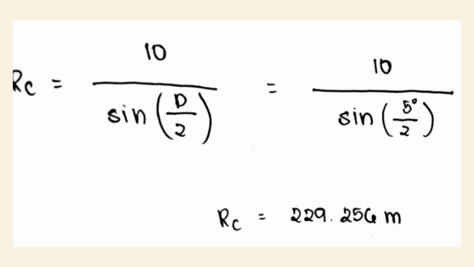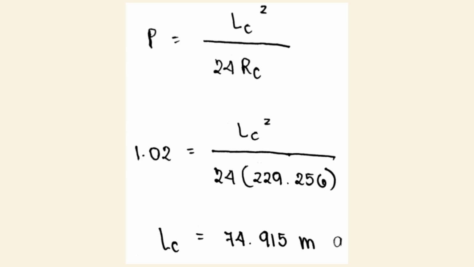Next, let's solve the same problem, but this time using the chord basis, still in the metric system of measurement. Using the same process as before, we first need to solve for the radius, but in chord basis, radius is computed as 10 divided by sine D over 2. Substituting values, we have 10 divided by sine 5 degrees over 2, resulting in R being 229.256 meters.